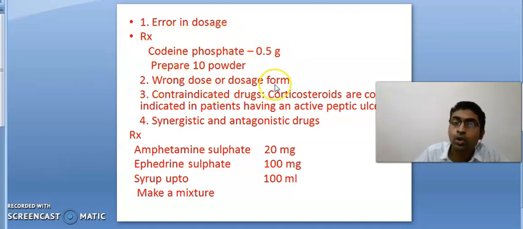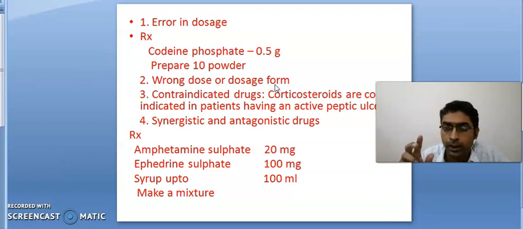Next is wrong dose or dosage form. There are different drugs which are available in the market having nearly similar names. Therefore, there may be a mistake that will happen during writing or during dispensing the medication. Like the different drugs prednisone, prednisolone, nearly similar names. Indocin, linosin, nearly similar names. Digoxin, digitoxin, nearly similar names. Therefore, the actual drug should be prescribed or the actual medicament should be dispensed.